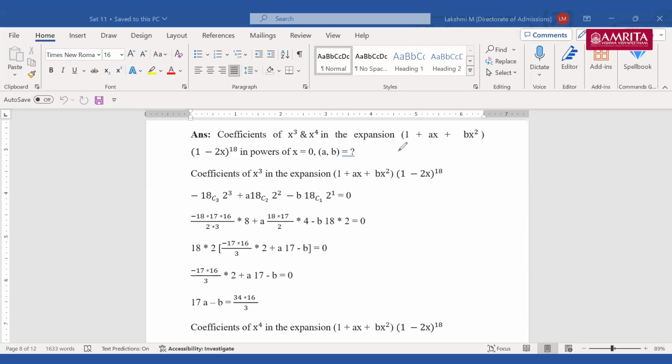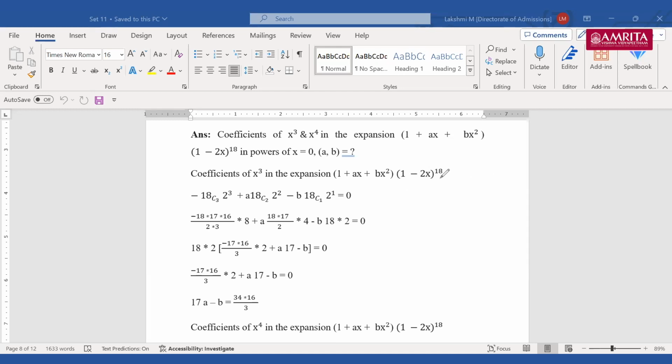So this is the first part, right? (1 + ax + bx²) into (1 - 2x)^18. You could just take the powers directly, or you could just expand and write this. Here you have to use the formula for (1 - 2x)^18, so it's (x - y)^n. You could just take these terms inside and then find the coefficients, or just keep it as it is. If you remove the bracket, that would be easy for you. Something like (1 - 2x)^18 + ax(1 - 2x)^18 + bx²(1 - 2x)^18.